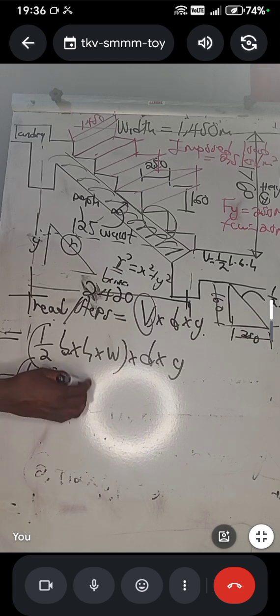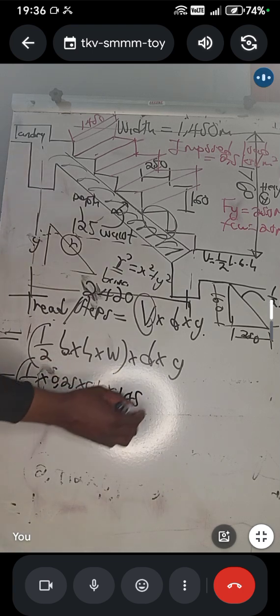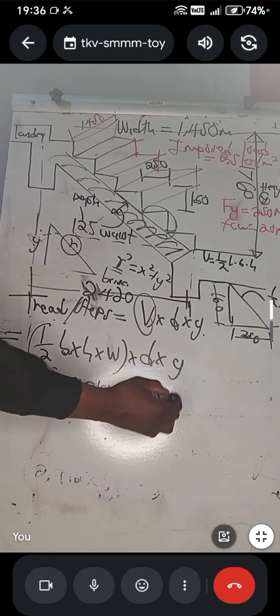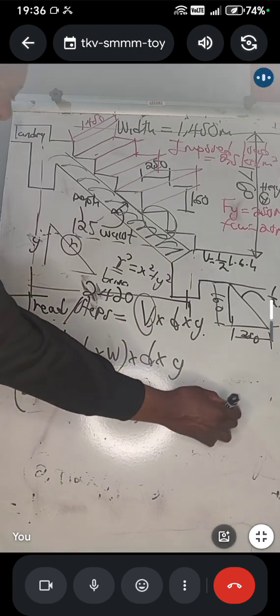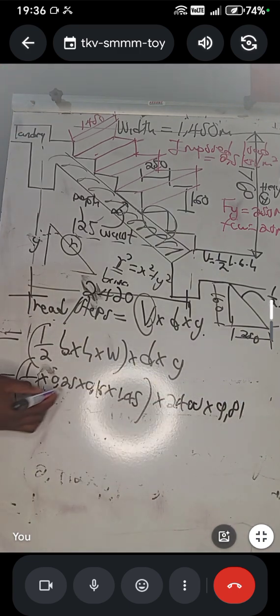0.25, ne? 0.22. Multiplied by 0.16, multiplied by the width of the staircase? It's 1.45, ne? The density is 2.4 and the gravity. Where did you get 0.25 from? It is 250.